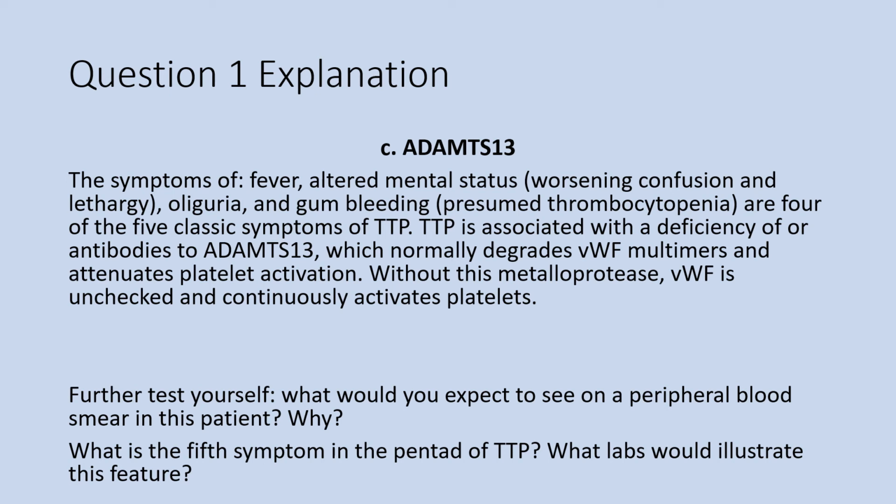So TTP is associated with a deficiency of or antibodies to ADAMTS13, which normally degrades von Willebrand factor multimers and attenuates platelet activation. And without ADAMTS13, von Willebrand factor is unchecked and just continually activates platelets. So some more questions to test yourself. What would you expect to see on a peripheral blood smear in this patient and why? And what is the 5th symptom in the pentad of TTP, and what labs would illustrate that finding?